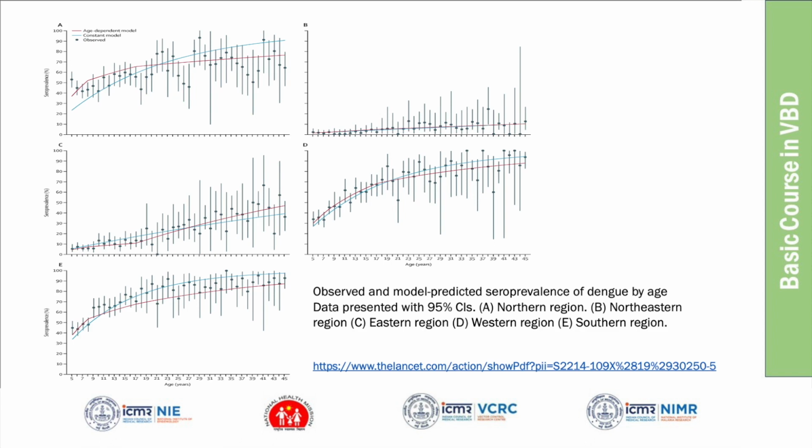So what does it mean, as age increases, the seroprevalence increases? Why is the dengue pattern low in the 5 to 8 group and high in the 18 to 45 group? 18 to 45 is the working group and they get maximum exposure to mosquito bites, vector bites.